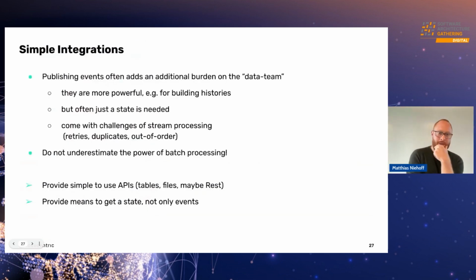Because publishing events to Kafka is powerful. You can build histories. You get all the information you need, but it adds some burden because the data team is often interested in a state, maybe a snapshotted state. So what were the values of our accounts today, yesterday, the day before, and so on? They don't want to use events and build the state themselves. This is domain logic that they might not even know or have to re-implement.